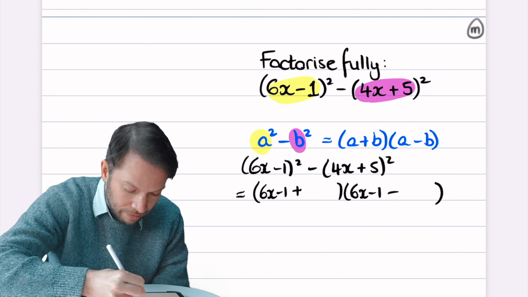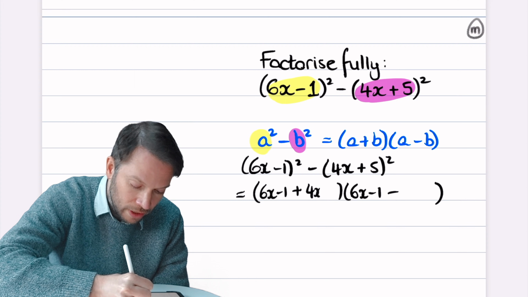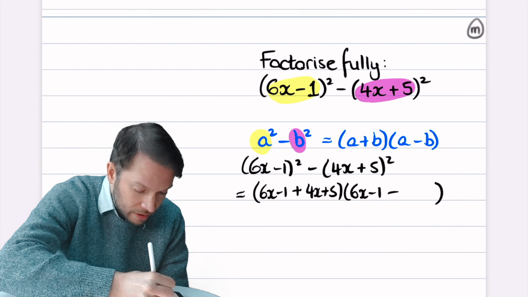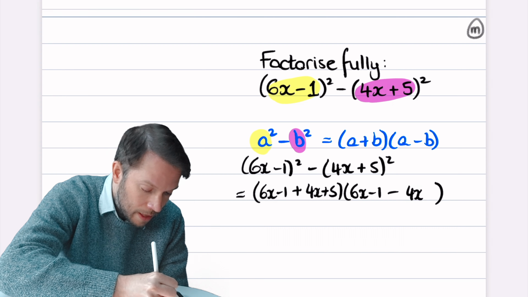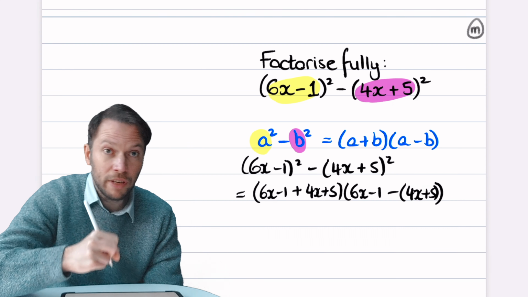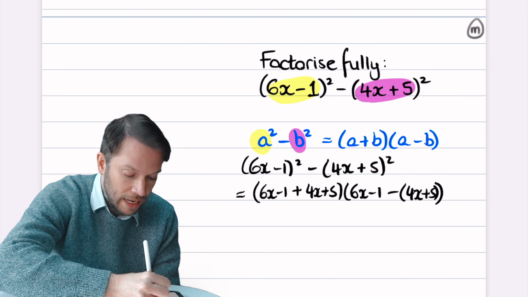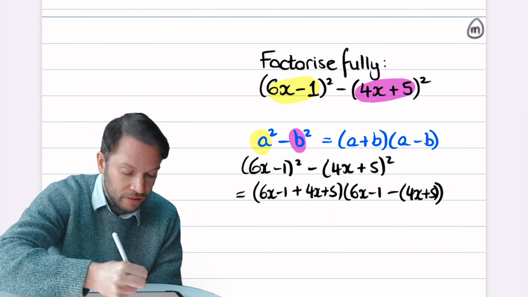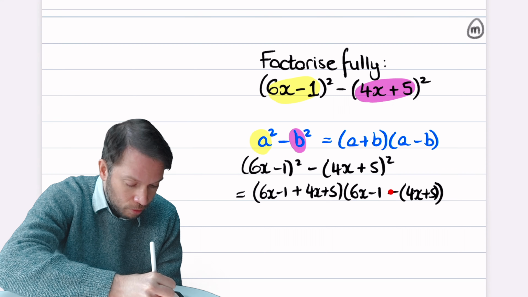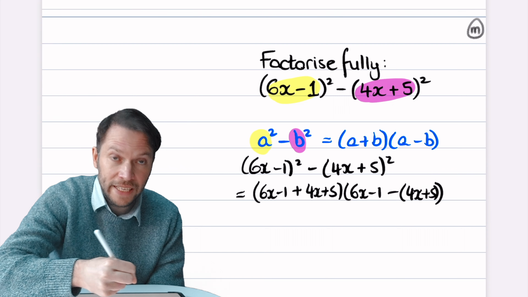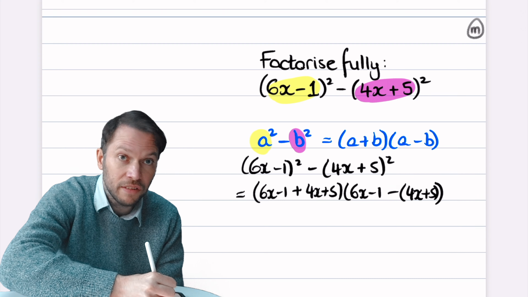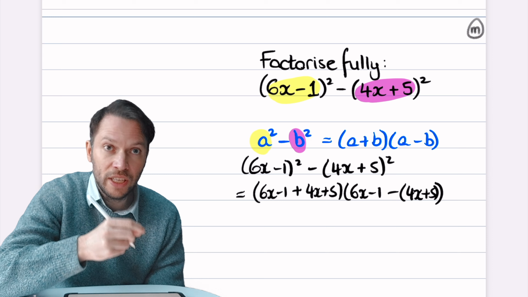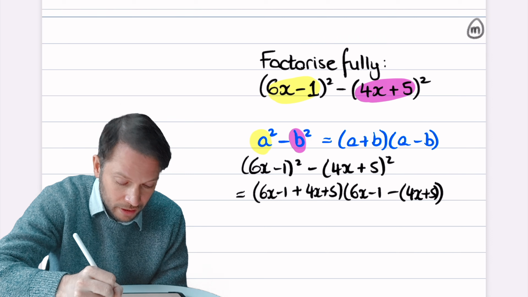Now you have to be really careful here. This 4x plus 5, I don't need brackets around that. I'm adding 4x plus 5. I don't need the brackets. But this 4x plus 5 here, I do need a bracket. And the reason is whenever you're subtracting a whole expression, you need to have a bracket around it, because you can see this is going to become minus 4x minus 5. If you didn't have the bracket, you might think it's minus 4x plus 5, which would be wrong. So whenever you subtract an expression, you need to put that expression in brackets.